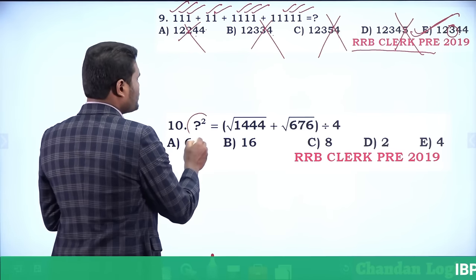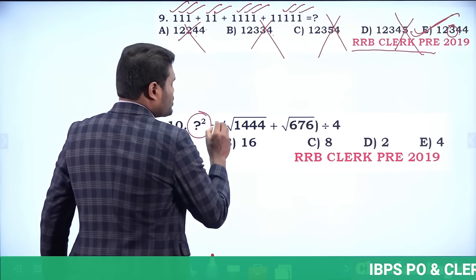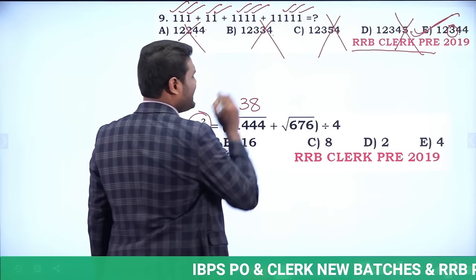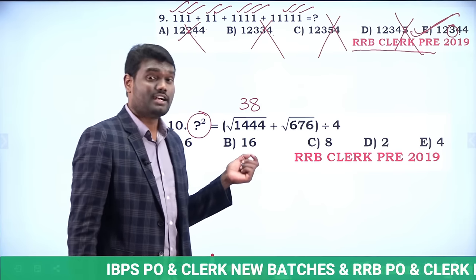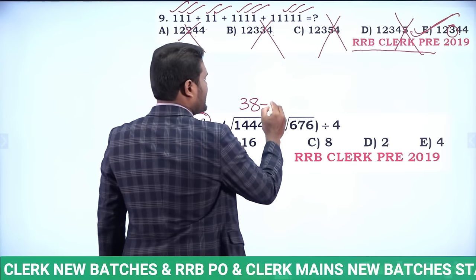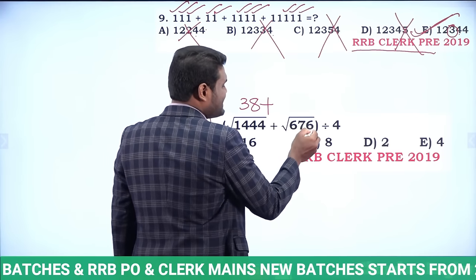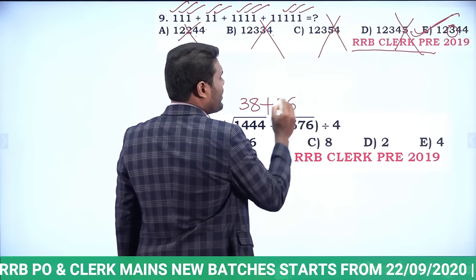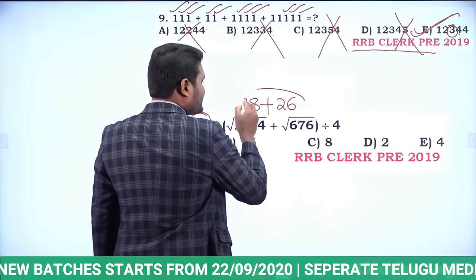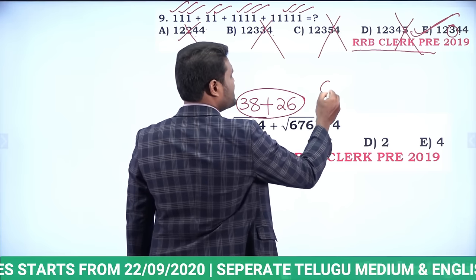We need to find this question mark value. Look here, square root of 1444. Square root of 1444 is nothing but 38. And you need to know how to calculate square root as well. These are basic things. 38 plus, if you observe here, 676. Square root of 676 is 26. Now divide by 4. 38 plus 26 is 64.